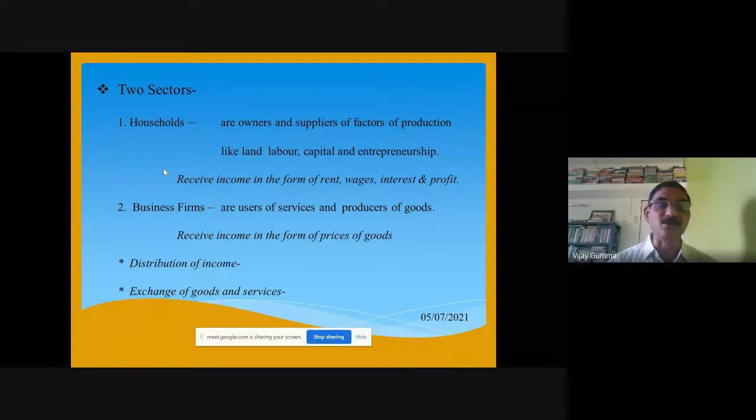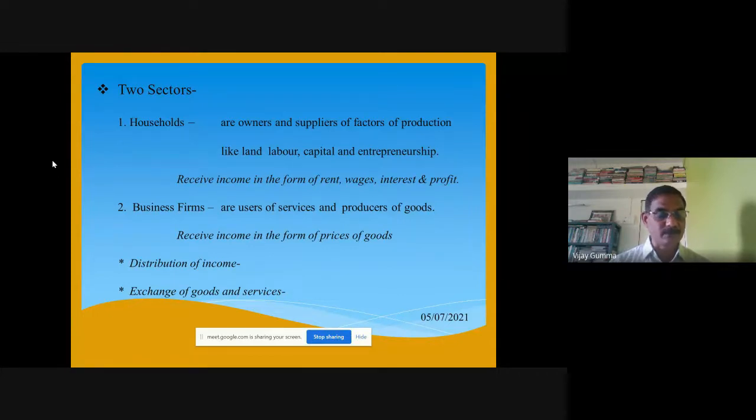Let us see first of all the household sector. Household sector is the owner of the factors of production. Household sector supplies the services of factors of production like land, labor, capital, and entrepreneurial skill, and receives income in the form of rent, wages, interest, and profit from business firms.